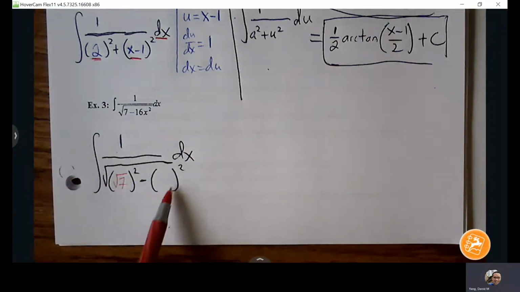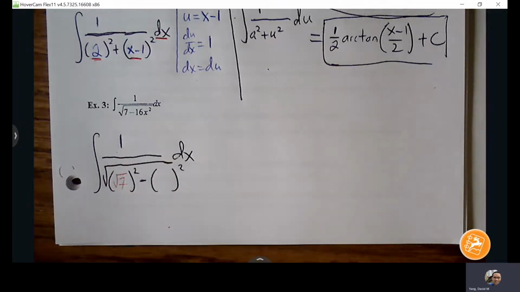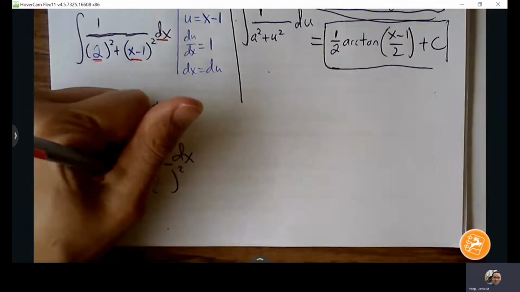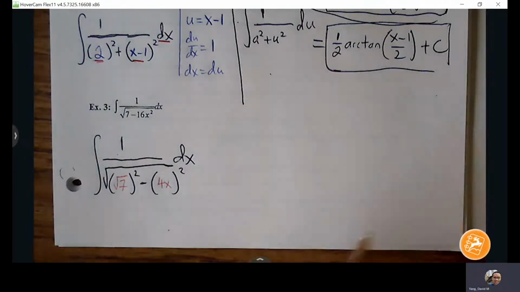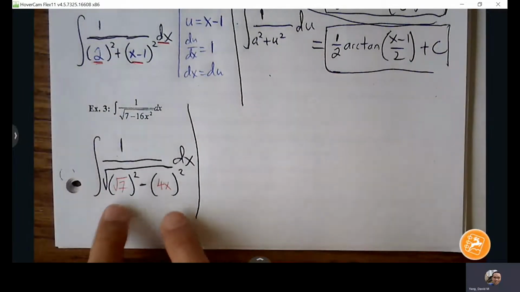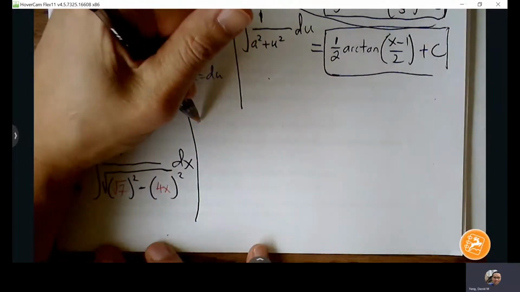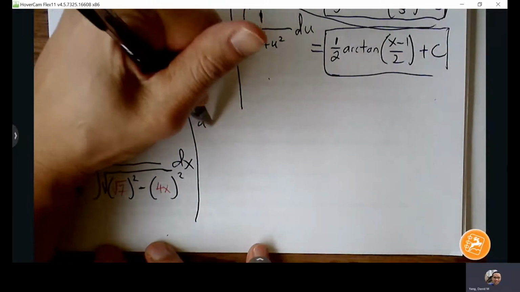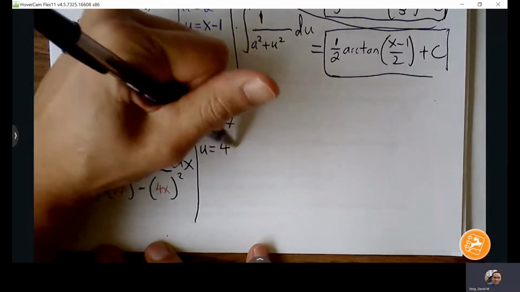Okay, what can I put inside the parentheses so that when I square it, I can achieve 16x squared? 4x. Let's double check that. 4 squared is 16. x squared is x squared, so we're good. Okay, so now we're not having to guess what the a value is and the u value is, right? So now it's sitting there for us to quickly identify. A is the constant and u is the variable.